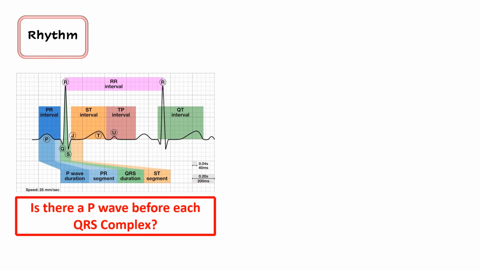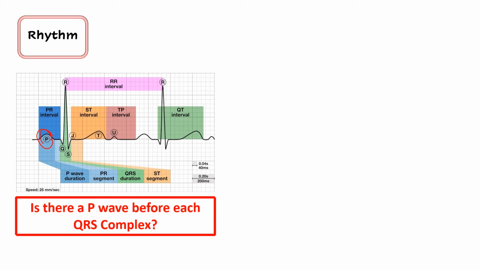Next, we move on to rhythm. And so we have 2 questions that we need to answer with rhythm. First, is there a P wave before every QRS? And if you'll remember, the P wave is what's reflected that the atria are depolarizing, sending blood into the ventricles. And so the indication of that is a P wave before every QRS complex.